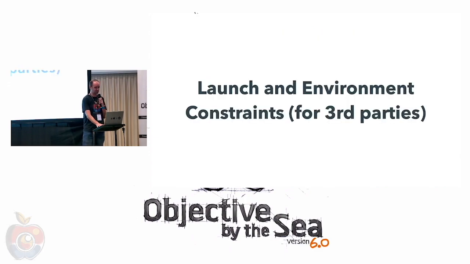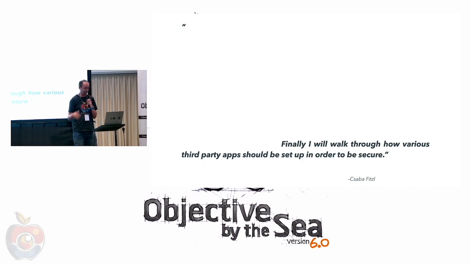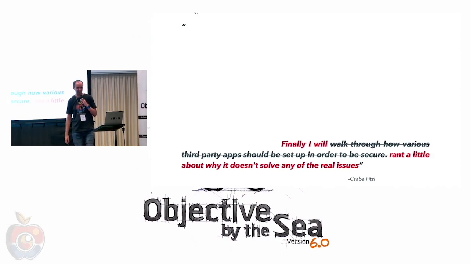Now let's talk about launch and environment constraints for third parties. So when I sent this abstract to Patrick, this is what I wrote. So actually, I learned that in Sonoma this feature is coming in June. I was really excited about it because I thought that, hey, this will make third-party applications secure. And then I left for a 3-month vacation. I came back. And so originally I wanted to talk about how we can make secure third-party applications. No. Let's see why.